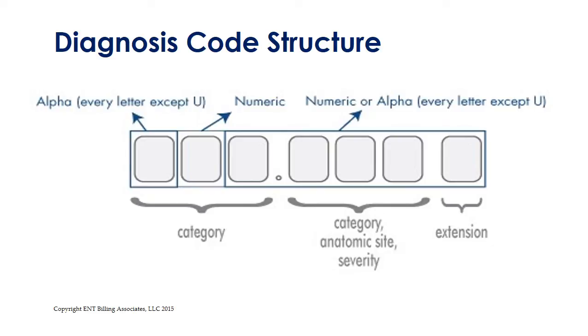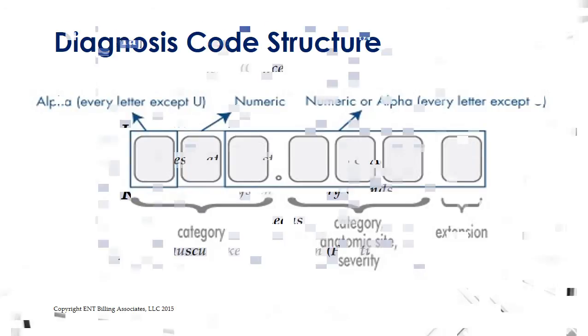So next, the 4th through 6th digits are used to explain the category, anatomic site, and severity. This section is also used to identify laterality. Finally, the 7th digit is known as the extension, and this is used to signify the encounter status. So an example of an encounter status would be an initial encounter versus a subsequent encounter.